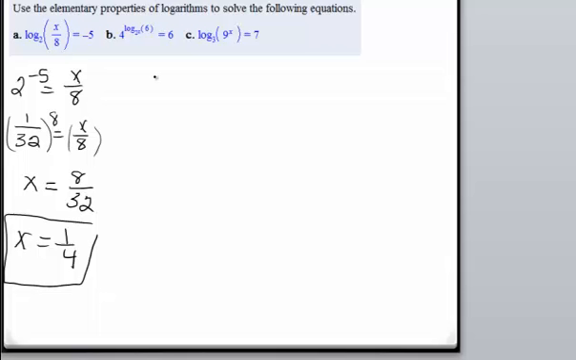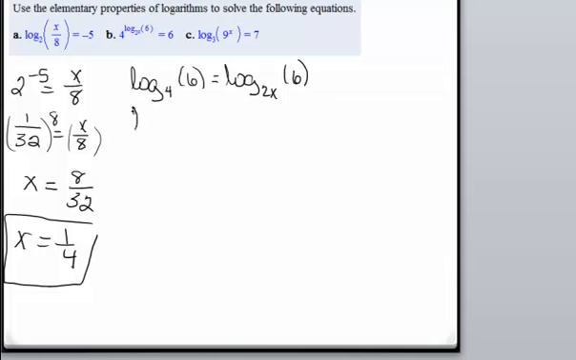Okay, how about b? We have 4 to the log base 2x of 6 is equal to 6. Well, this one is written in exponential form. So what I want to do is rewrite it in logarithmic form. So we have log base 4 of 6 is equal to log base 2x of 6.